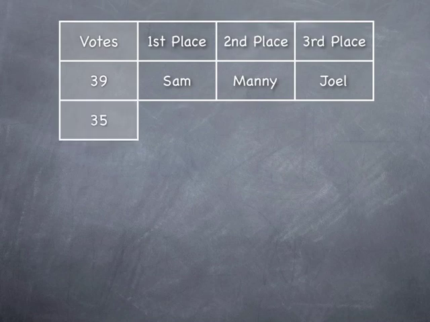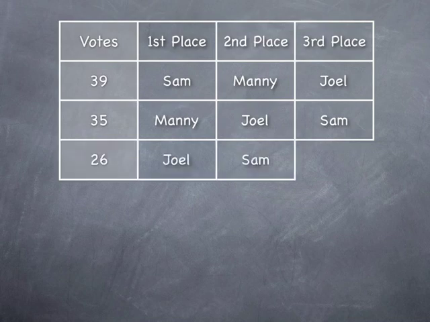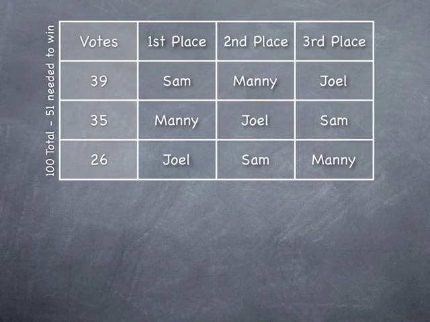And 35 voters thought that Manny should come in first place, but if not Manny, then Joel, and if not Joel, then Sam. 26 voters thought Joel should be elected first, then Sam, and then Manny. There are 100 voters and 51 votes are needed to win. That's a majority, but this could be a percentage, or you could times these numbers by 1,000 to mimic an actual election.